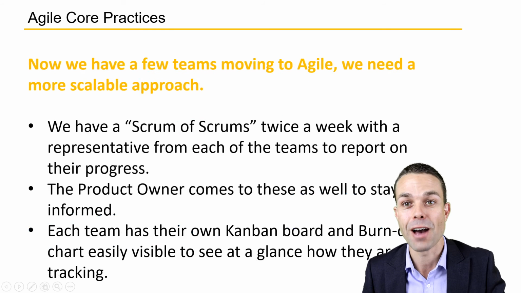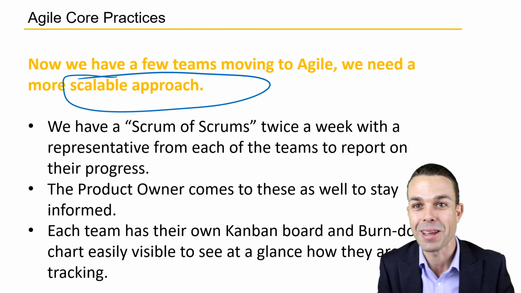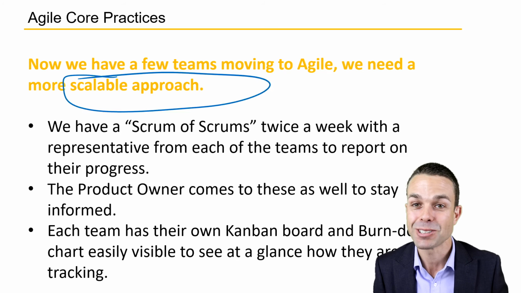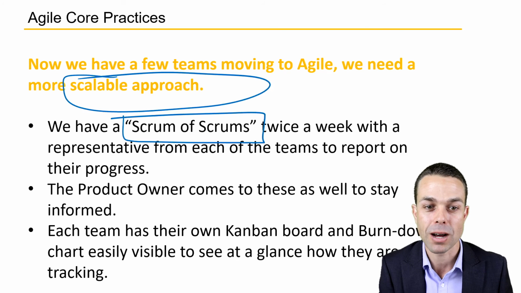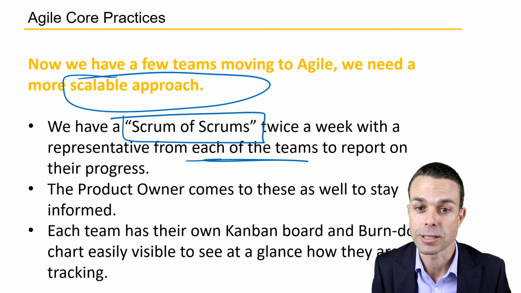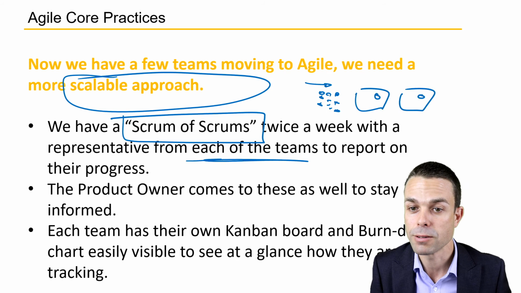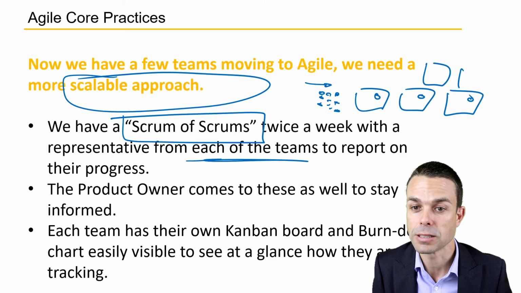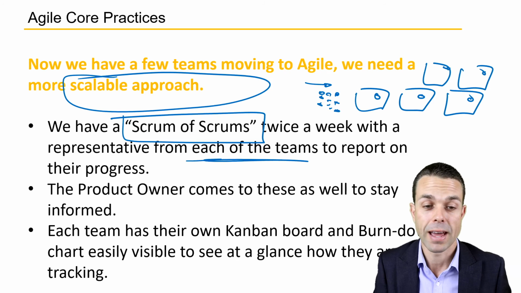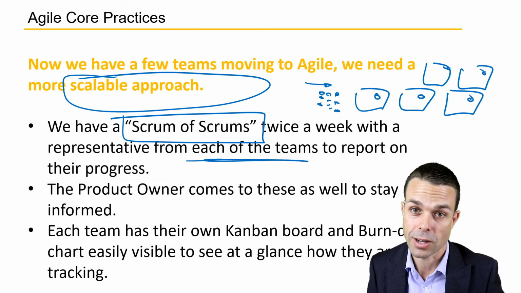So now we have a few teams doing this, and we need a more scalable approach. Now we have looked at scalable approaches, haven't we? So we can have our Scrum of Scrums. We're going to have that twice a week with a representative from each of the teams to report on their progress. So we've got our original team of a bunch of people that we've been working with, and now they're on their journey. But now we've got more teams, and we just want one representative from each of those teams across the organization to come to our Scrum of Scrums and report on their progress and how they're going as they're implementing their own Agile approaches.